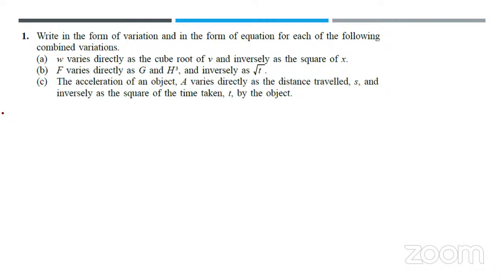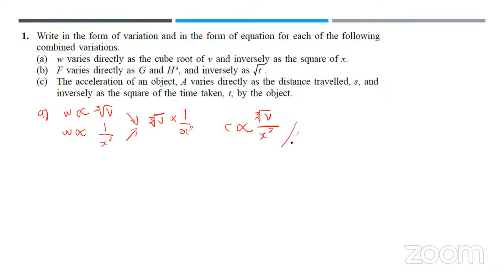Write in the form of variation and in the form of equation for each of the following combined variations. Okay, so this is more combined variation exercise. W varies directly as the cube root of V and inversely as the square root of X. So W varies directly to the cube root of V, and W varies inversely to the square root of X. So when you want to combine these two, just make it cube root of V multiplied by 1 over square root of X, multiply them across, and you get W varies to this expression over here. Okay, that's the answer for the first one.